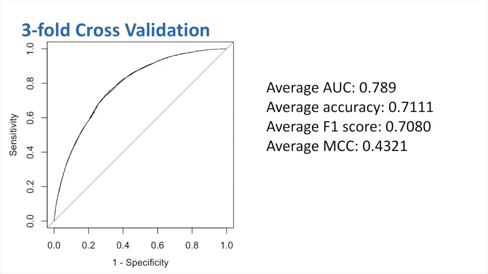To determine the overall accuracy of our model, we performed 3 separate rounds of threefold cross-validation. Our resulting average accuracy on our data was 0.7111, with an average area under the curve of 0.789. We see that our threefolds overlap quite consistently, suggesting that our model is robust even with changes to the input data.